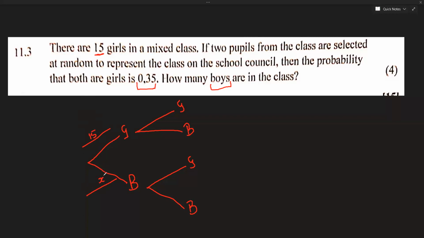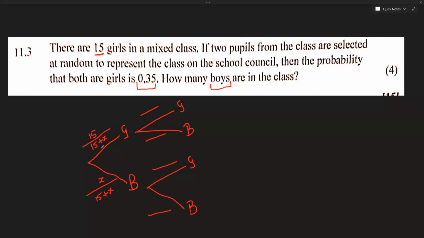The total number of learners will be x plus 15. So here I'm going to have 15 plus x, right? I'm going to have 15 plus x there, right? Awesome. And then here, I want us to discuss the total first now before we even start.